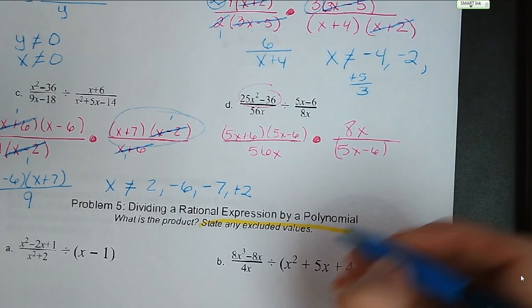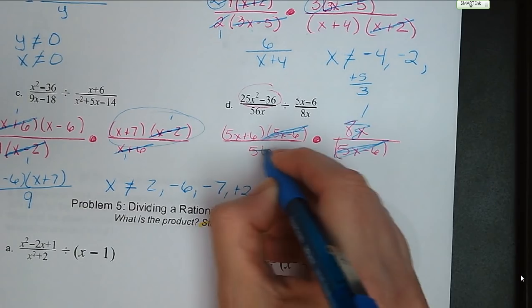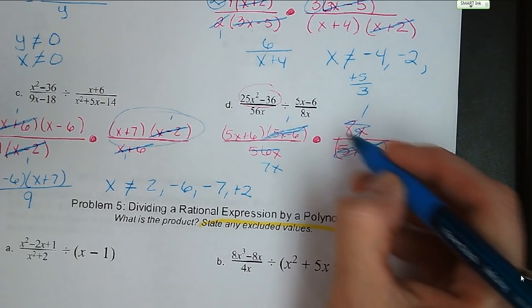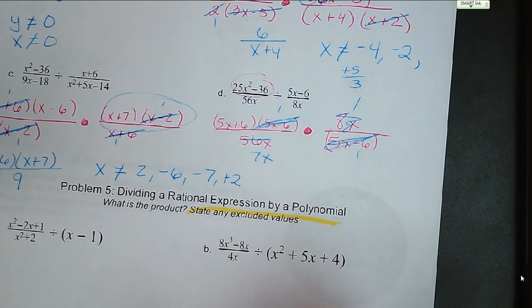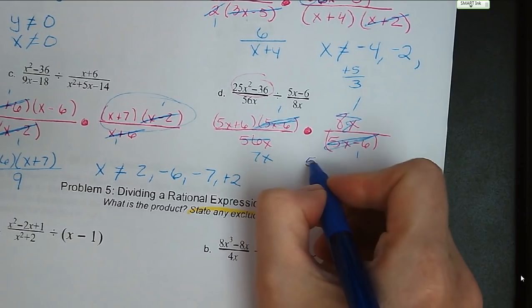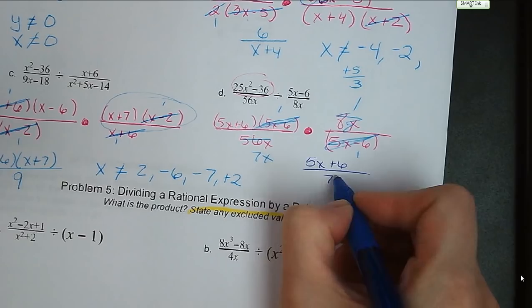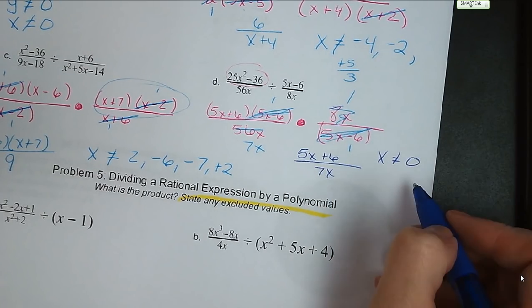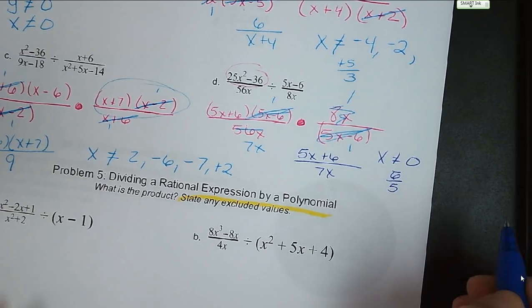Our 5x minus 6's cancel out. Our 8x is going to reduce to 1 over 7x. And so we're left with 5x plus 6 over 7x. x cannot equal 0. x cannot equal positive 6/5.